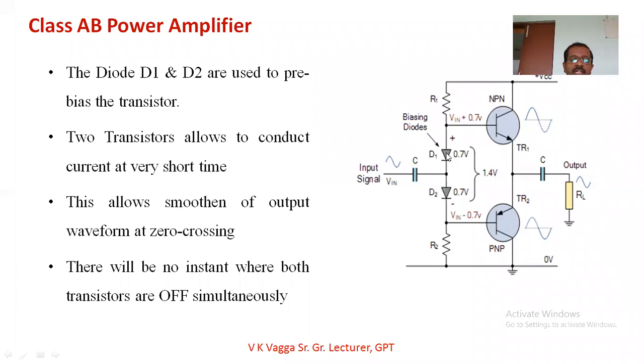So what these diodes, D1 and D2, are acting as is pre-bias. It is for transistor 1 and for transistor 2. And these two transistors are allowed to conduct for a very short time, and it allows to smoothen the output waveform at the zero crossing. Okay, in this case it does not undergo crossover distortion. And there will be no instant where both the transistors are off simultaneously.